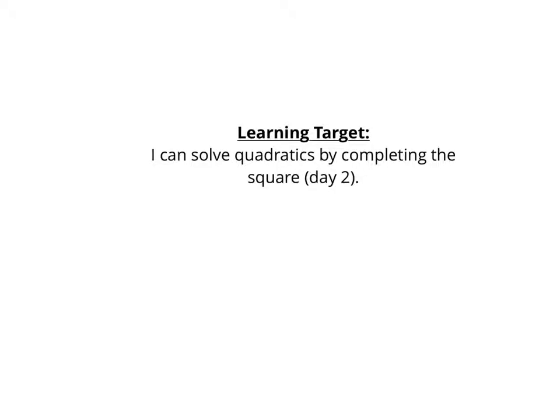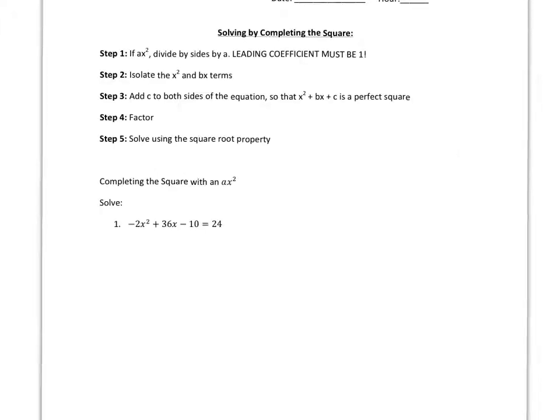Hello, and today's learning target is I can solve quadratics by completing the square, day 2. So let's recall the steps of completing the square. Step 1, if you have a coefficient in front of x squared, call it a, you need to divide both sides by a. The leading coefficient must be 1.